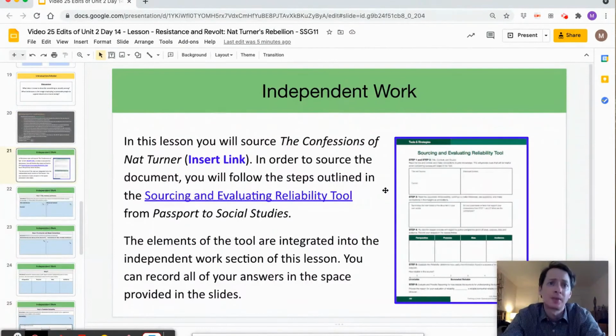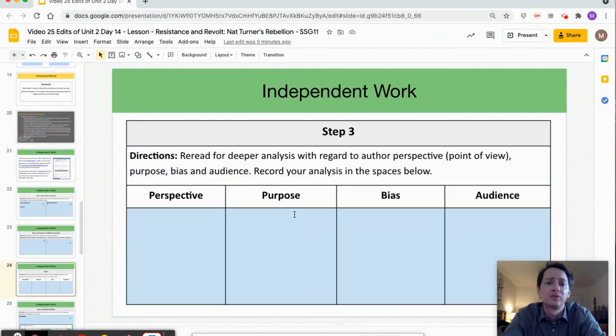primary sources. First, they will read the Confessions of Nat Turner source and assess its reliability using the sourcing and evaluating reliability tool, which is embedded into these slides. Before beginning this, though, verbally remind the students of the importance of reading a source's headnote and sourcing information, as this will likely not only put the document in context, but also provide information they will want to know as they consider the author's perspective, purpose, bias, and audience.